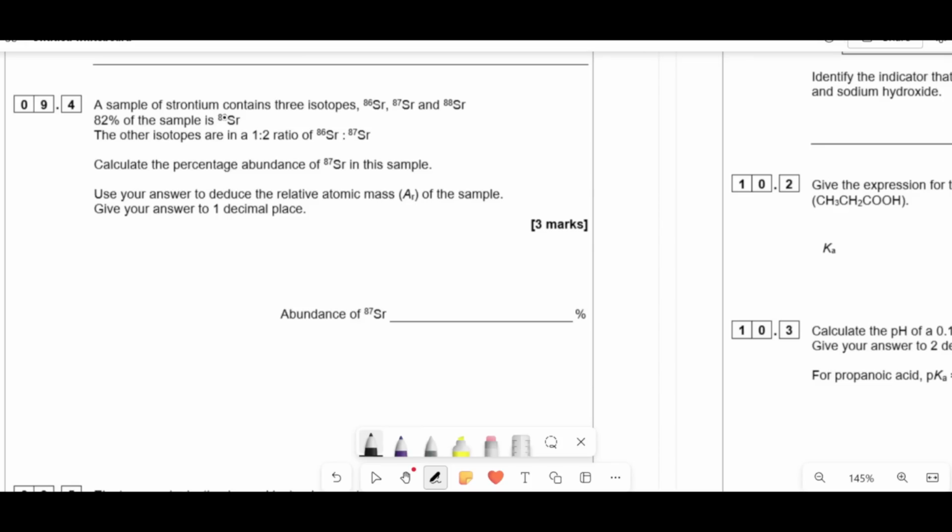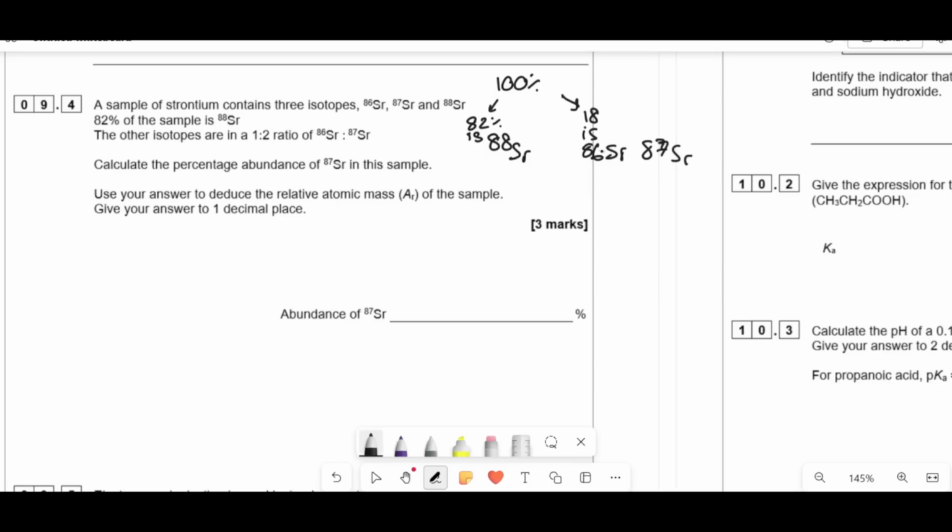Now it says a sample of strontium contains these three isotopes. 82% of it is 88Sr. The other isotopes are in a 1-to-2 ratio. Calculate the percentage abundance of 87Sr in this, and then use it to work out the relative atomic mass. Okay, so a sample of strontium has these three isotopes, and 82% of it is 88Sr. 100% is obviously the total of anything. We've been told that 82% is the 88Sr, so the remaining 18% has got to be the 86Sr and the 87Sr.